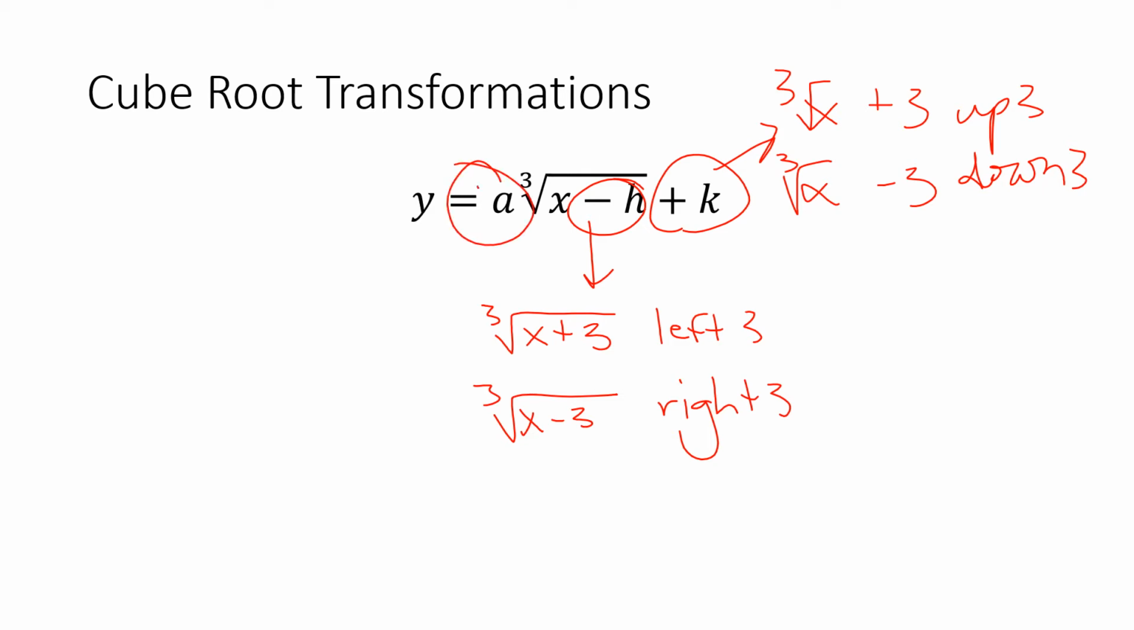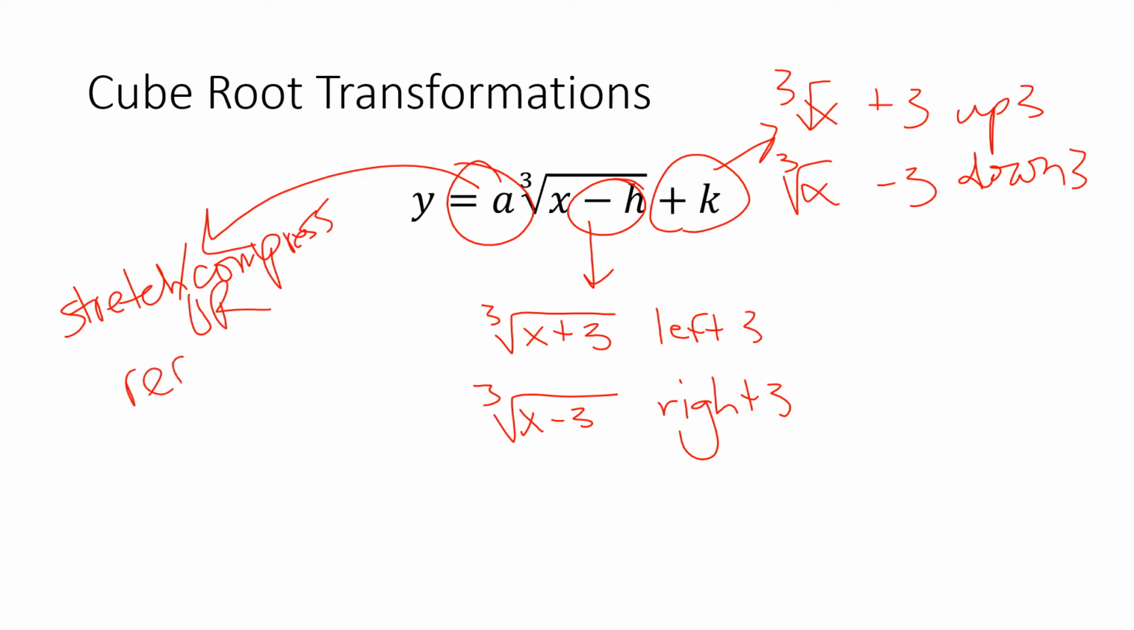We also understand that if you were to put a number out in the very front, that might make your graph larger or smaller by stretching or compressing your graph. Or if you were to put a negative up there, it's going to flip the whole thing over. So if you put a negative in there, that'll reflect your graph. So let's take a look at a few examples of this.